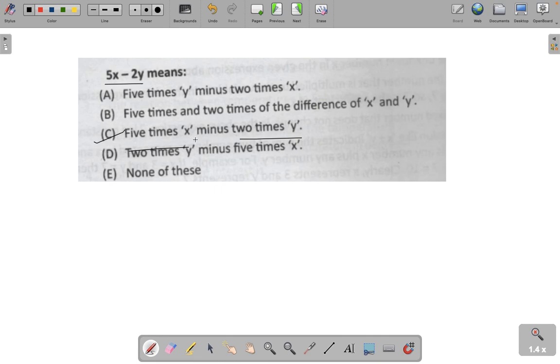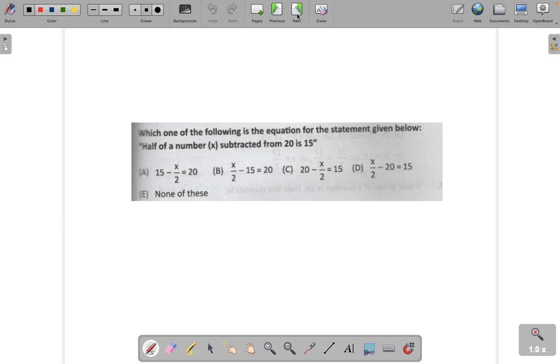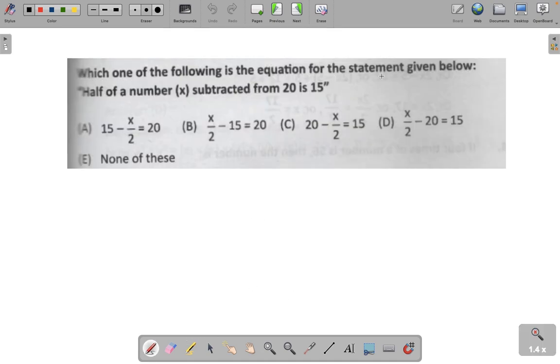Okay. Kanmani, I hope you are following. If you have any questions, and you are not willing to speak, you can just type it in the chat box. Which one of the following is the equation for the statement given below? Half of the number x subtracted from 20 is 15.